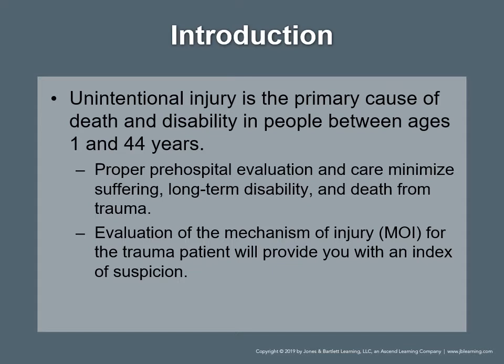Evaluation of the mechanism of injury for the trauma patient will provide you with an index of suspicion for different types of serious and/or life-threatening underlying injuries. The index of suspicion is your awareness and concern for potentially serious underlying and unseen injuries. Certain injury patterns occur with certain types of energy events. The amount of energy exchanged has a major role in the severity of injuries, along with anatomic structures potentially involved.